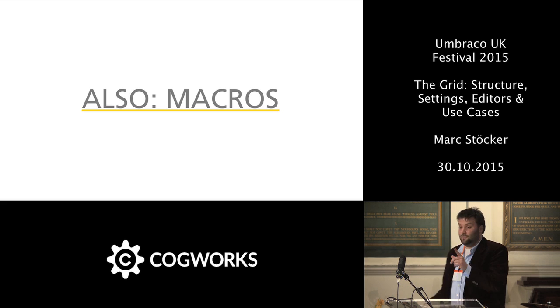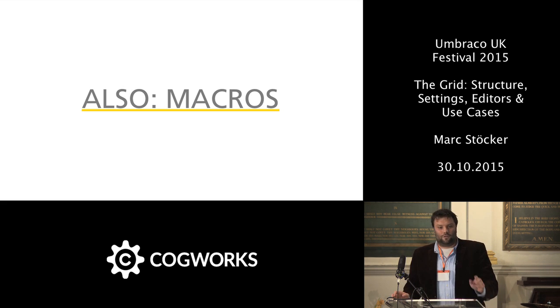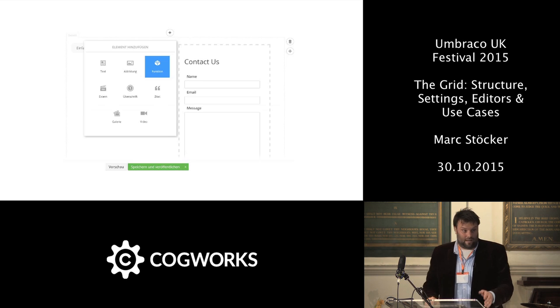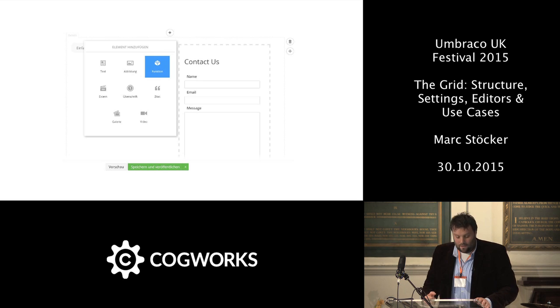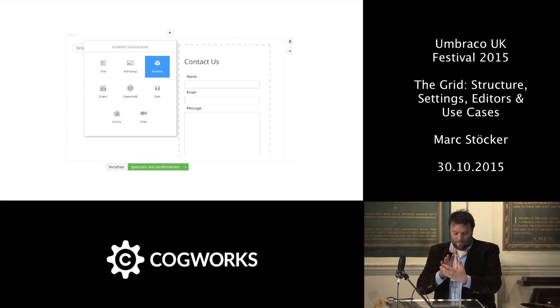Also, there are macros. Most of the long-time users probably don't have so good relations with macros. They're like, why do we have them still? But they're very useful in case of the grid. For instance, you can make an element that we named Funktion, in German, where you can click on it and you get special features for inserting a macro.